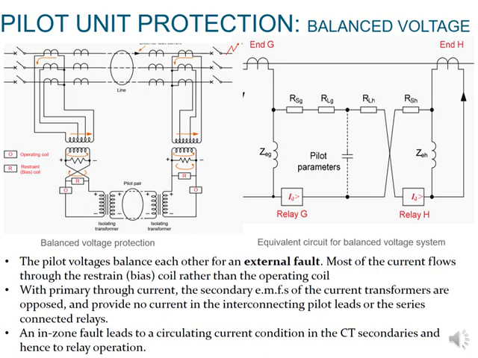But if you now have a fault right in the middle where I now have a little arrow pointed on my top side here on the left hand diagram, if that is the case now, with the primary through current, your secondary EMFs for our CTs were really opposed, okay? So therefore, we had no current in our interconnecting pilots. Whereas now, if I have this fault that is right in the middle of my zone, then I have got my circulating current condition in my CTs, and I will have then my relay coming into operation.